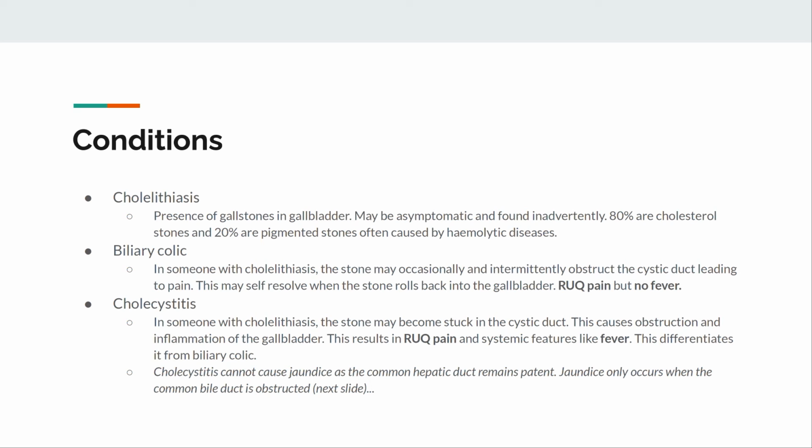So cholecystitis doesn't cause jaundice, though. That's something I didn't understand as a student. I thought, gallbladder, you get jaundice. The common hepatic duct is patent, right? So bile still drains freely from the liver. It's just the gallbladder that doesn't drain, and that's fine. People without a gallbladder don't get jaundiced. Jaundice only occurs if you block the common bile duct, which we'll talk about next.